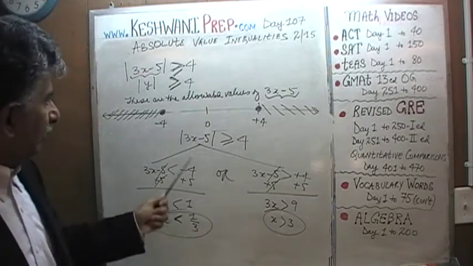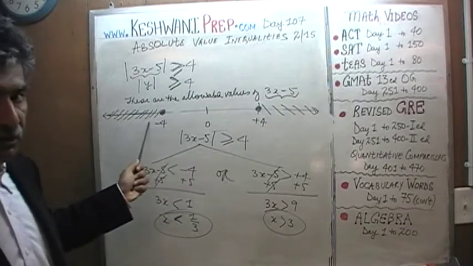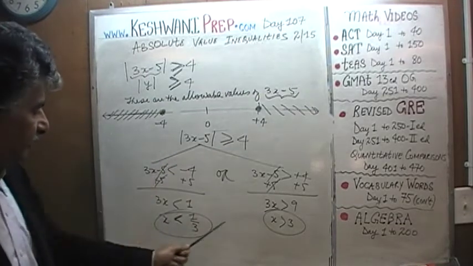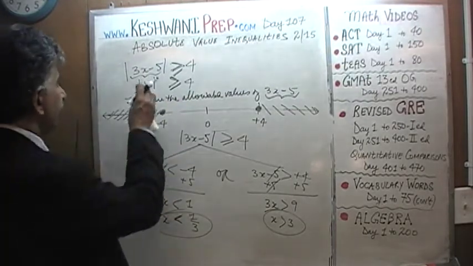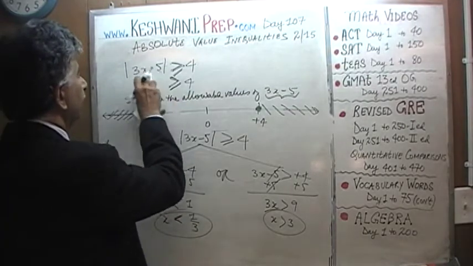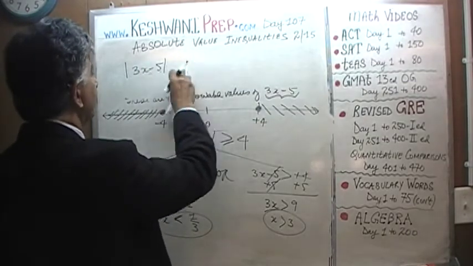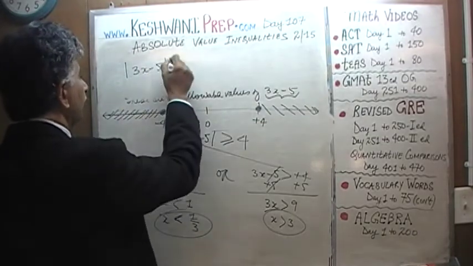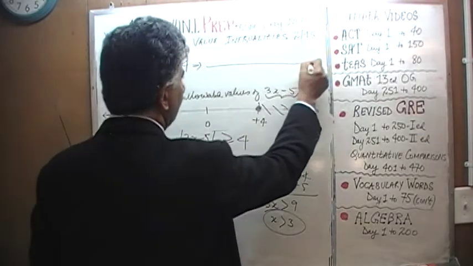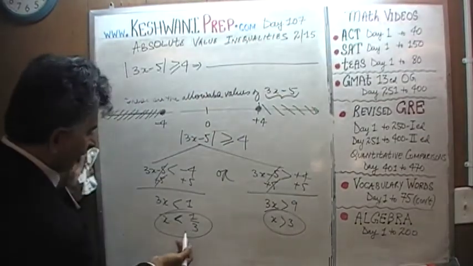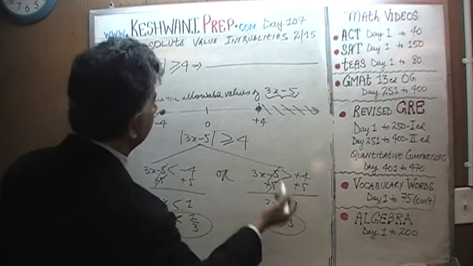So this part here is not the solution. This is the intermediate step. This is the final step, which we're going to show on the top here. I'm going to erase all of this and rewrite it nicely. The absolute value of 3x minus 5, we are told, is greater than or equal to 4, which implies that x has to be less than 1/3 or more than 3.